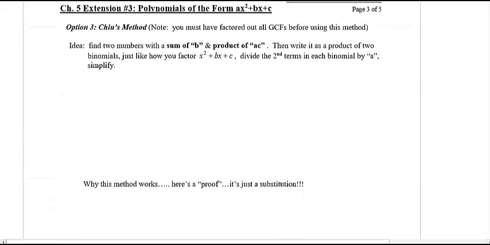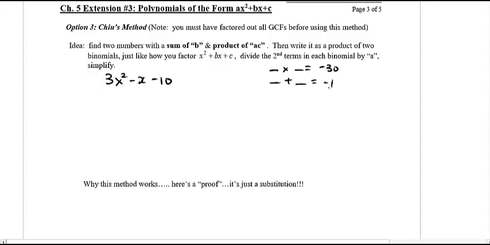Option number 3 is called Chu's method. If you don't know who Chu is, neither do I. But he came up with this method, and it seems to work. But you're thinking this method is kind of weird because you're like, what's going on? So let me just show you how to do it, and then I'll show you why this method works. Okay, I don't want to just show you something and say it works. So, the idea is the same. Find two numbers. Oh, I should write down the question first, right? So 3x squared minus x minus 10. Okay. So once again, find two numbers that multiply to negative 30 and add to negative 1.